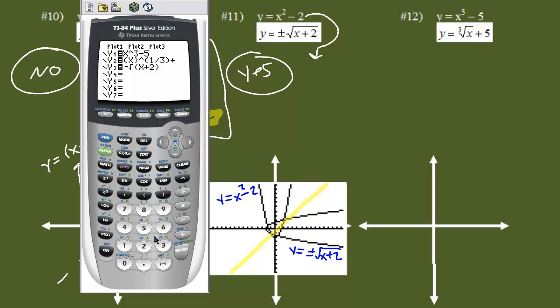I'm sure someplace buried in this calculator is a cubic button. So I graph these. And these do not appear to be inverses. Let me grab this and throw it on here.